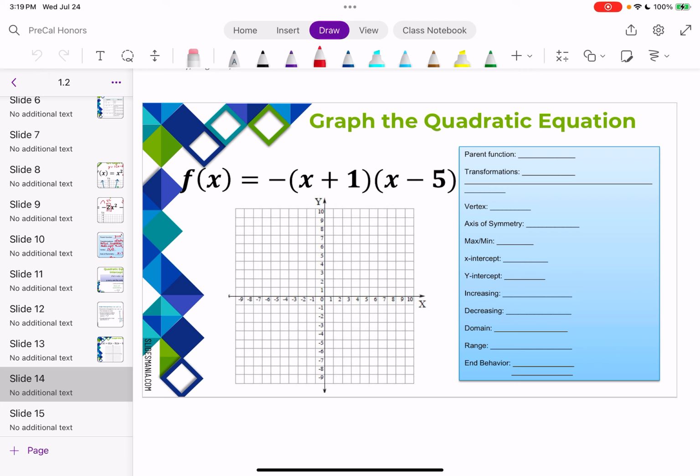I would suggest try to do slide 14 on your own before reviewing the video, just to see if you did it accurately or not, and then kind of go from there. We'll run through these relatively quickly, just so that you're able to see everything. Parent function is y is equal to x squared. We go ahead, write down our x-intercepts, which would be -1, 0, and 5, 0.